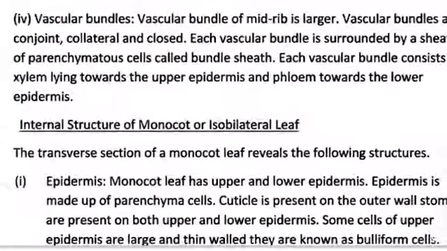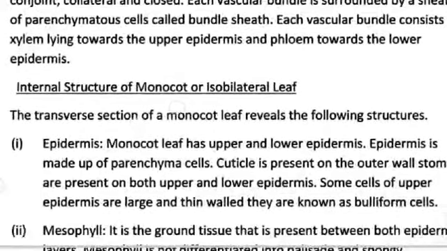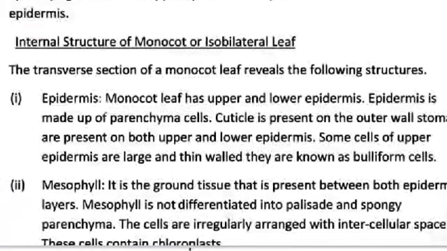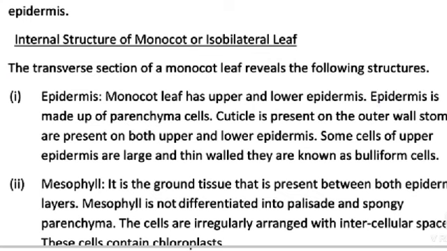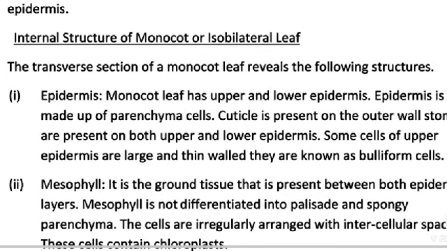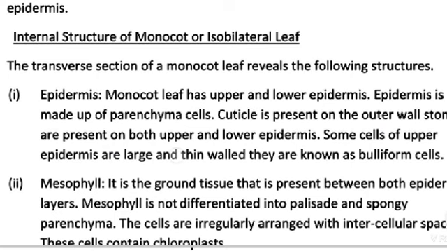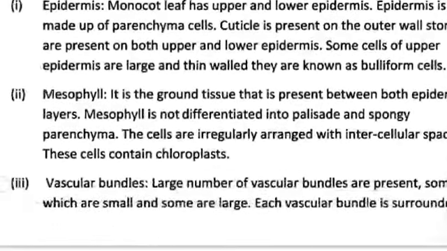Next, the internal structure of monocot or isobilateral leaf. The transverse section of monocot leaf reveals the following structure. Epidermis: monocot leaf has upper and lower epidermis made up of parenchyma cells. Cuticle is present on the outer wall. Stomata are present on both upper and lower epidermis. Some cells of the upper epidermis are large and thin-walled. They are known as bulliform cells.